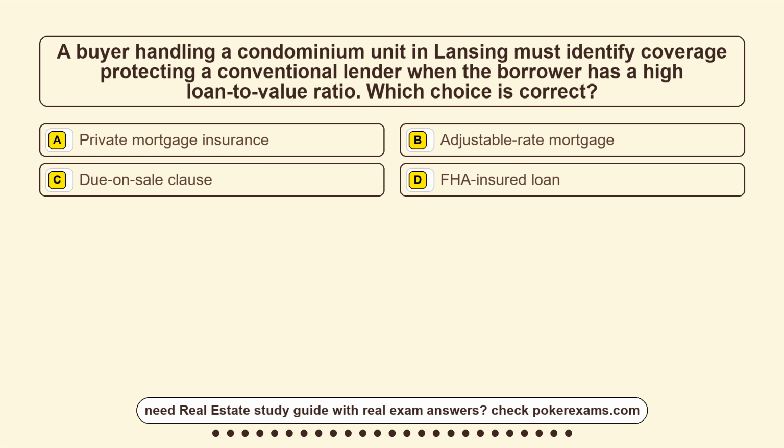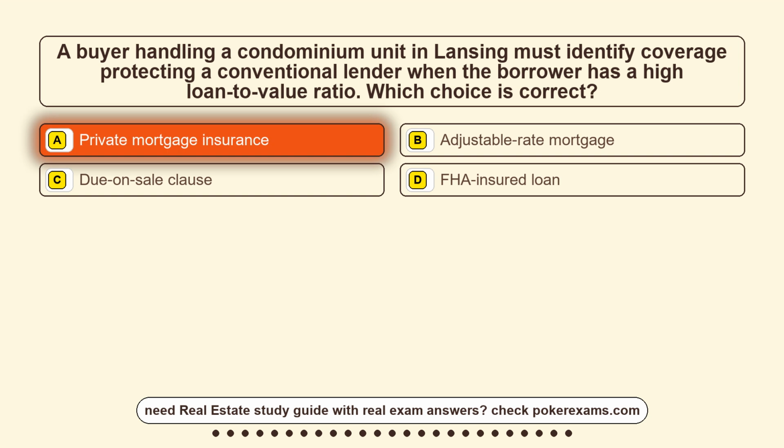Question 15. A buyer handling a condominium unit in Lansing must identify coverage protecting a conventional lender when the borrower has a high loan-to-value ratio. Which choice is correct? Option A, private mortgage insurance. Option B, adjustable-rate mortgage. Option C, a due-on-sale clause. Option D, FHA-insured loan. The correct answer is option A, private mortgage insurance.